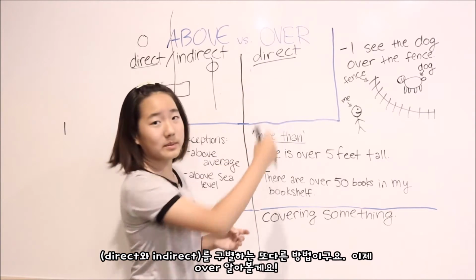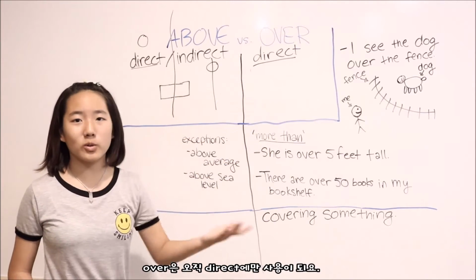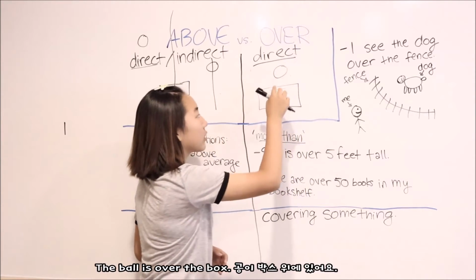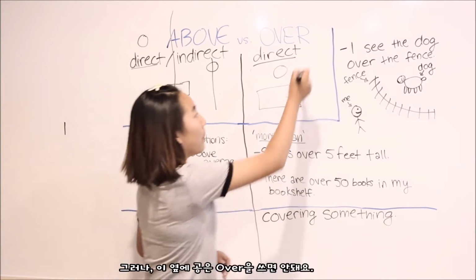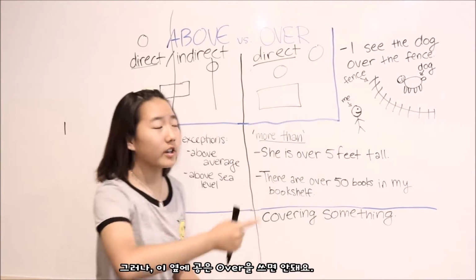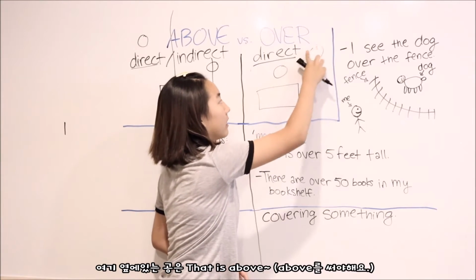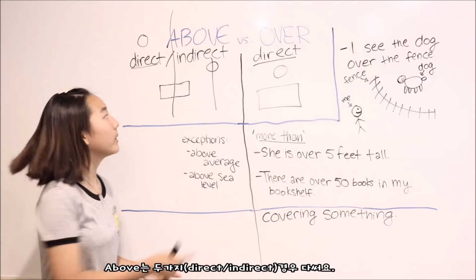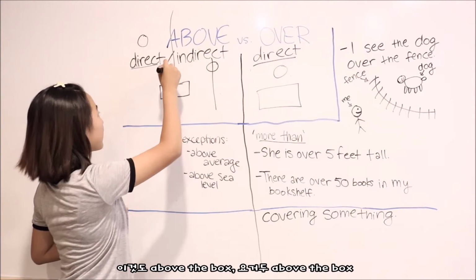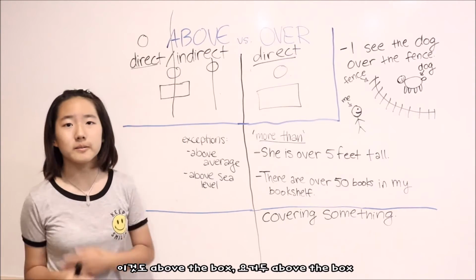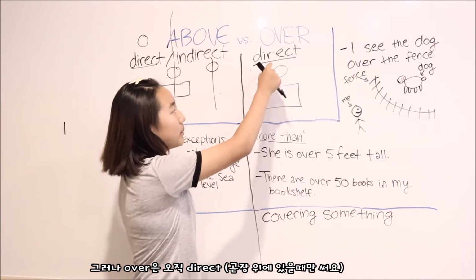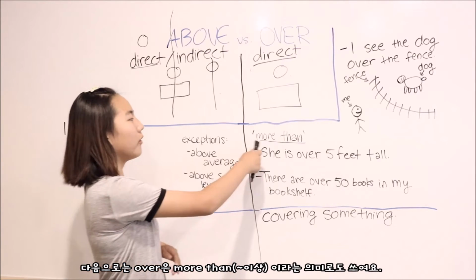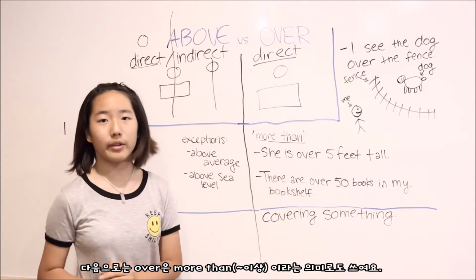Now, like I explained, over is only used with direct. So this would be, the ball is over the box. But this is not over. That is above. Above, you can use it for both. This is above the box. This is above the box. But over can only be direct. So, next method. Over can also be used as more than.